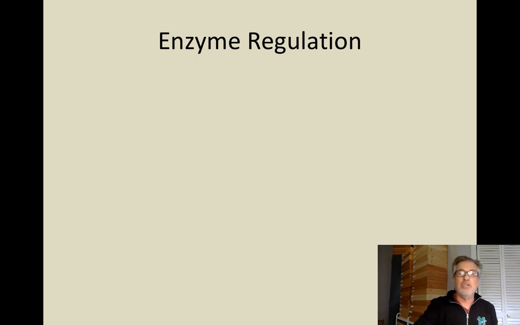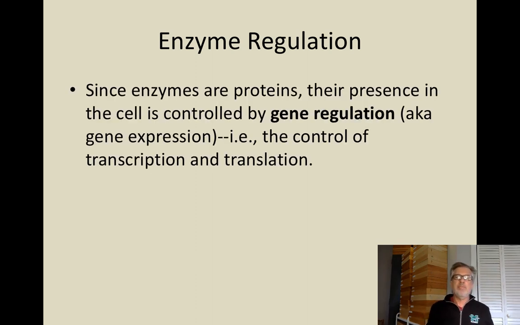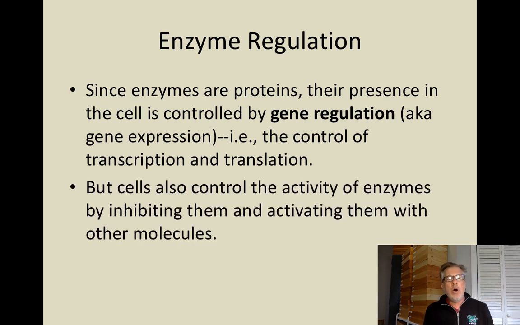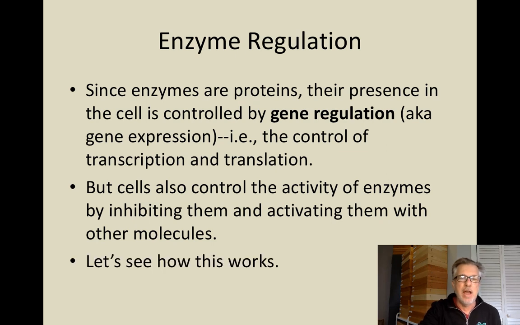So let's get started. Enzymes, as you remember, are proteins. So their presence in the cell is controlled at a very basic level by a process we call gene regulation or gene expression, which is the control of transcription and translation. But the cells also control the activity of enzymes that are already present by inhibiting them and by activating them with other molecules. So that's a pretty clever trick. Let's see how that's done.